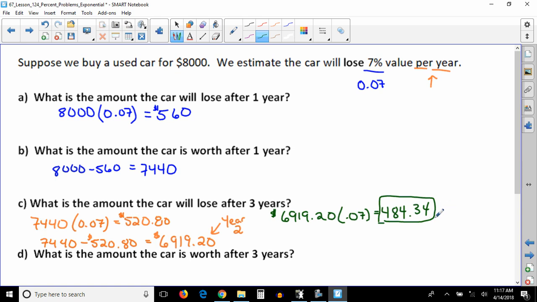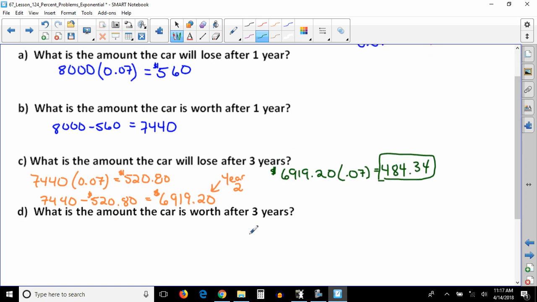So if there's a 5 on there, you have to round this 4 up. But since it was a 4 after this one, it rounds to the 4. So $484.34. That's how much the car will lose after 3 years. And notice, it went down each year. You lost $560 the first year, $520.80 the second year, and $484 the third year. And it will continue to go down.